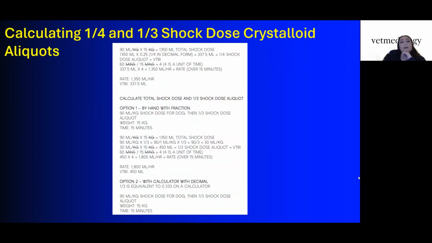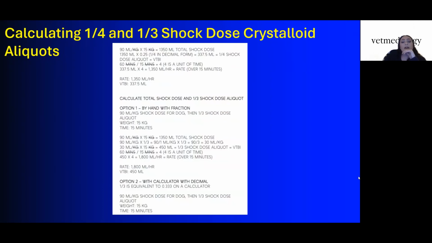60 minutes divided by 15 minutes equals 4. 4 is a unit of time. 337.5 mils times 4 gives us 1350 mils an hour for our rate over 15 minutes. So the exact same thing.